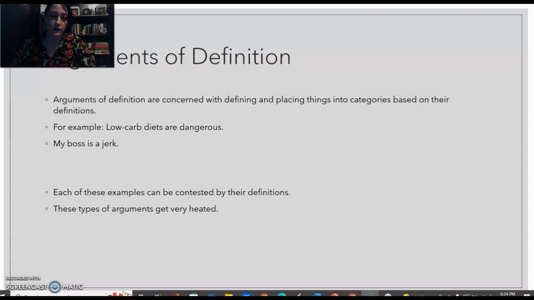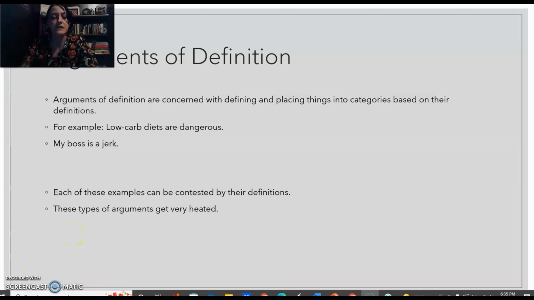So, some other arguments that exist are called arguments of definition, and these are essentially arguments where people are concerned with defining words and then placing those words or things into categories based on their definitions. And these are sometimes the most heated arguments that exist. So let me give you an example of what arguments of definition are.